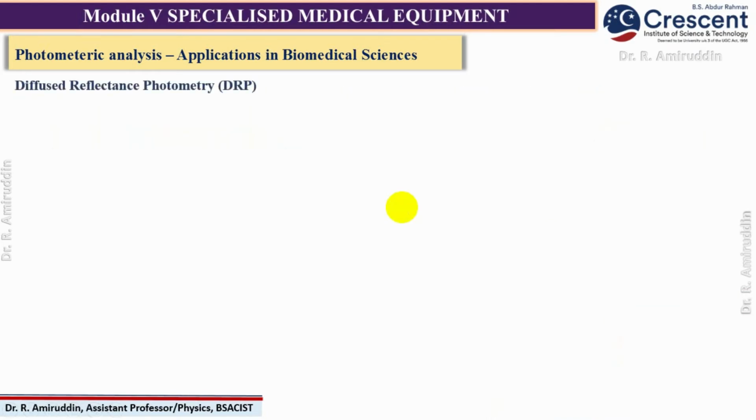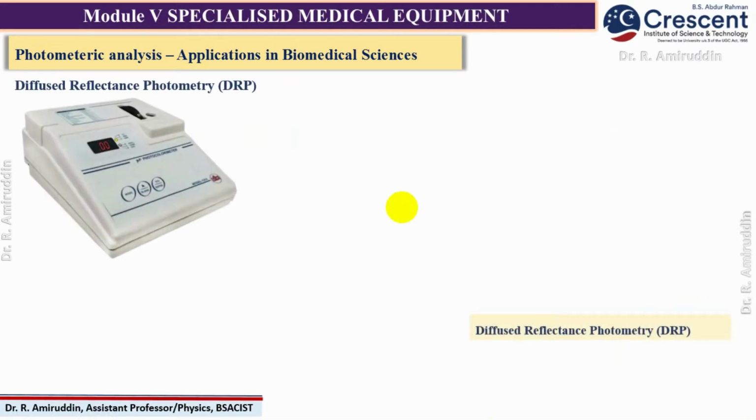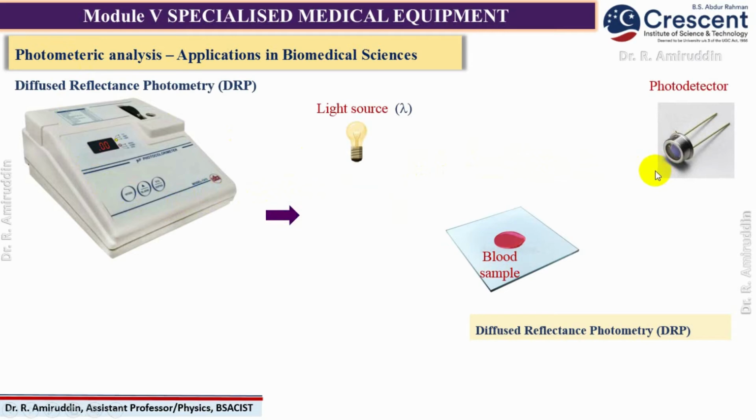Let us start with the first category, diffuse reflectance photometry. During this technique, let us take the blood sample for which we need to analyze the glucose level and hemoglobin level. This photometer has an inbuilt light source and a photodetector on the other end. Light from the incident light source will be made to fall upon the blood sample, and this blood sample will absorb some light, and a portion of light will be transmitted or reflected at the other end. The reflected light will be detected by the photodetector.